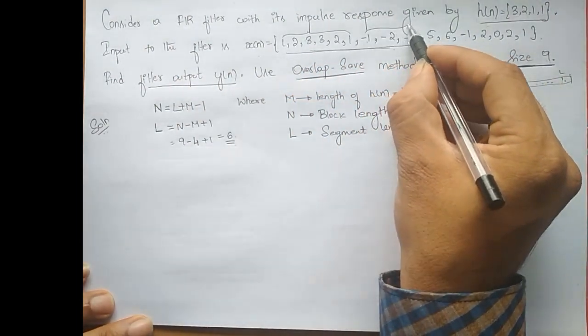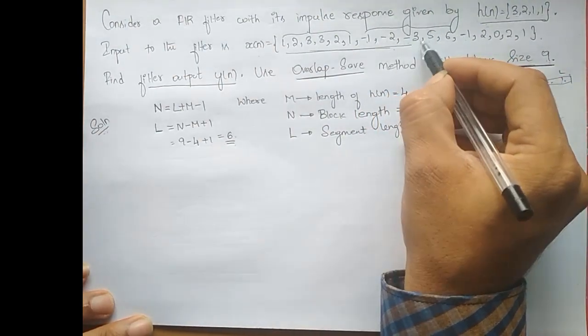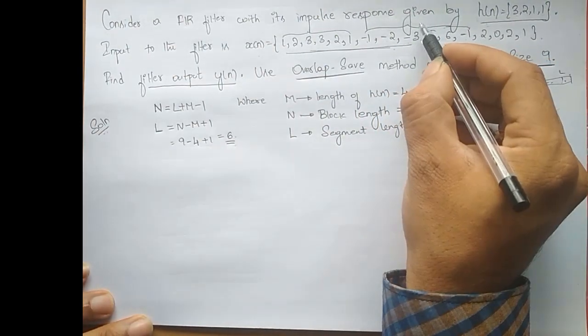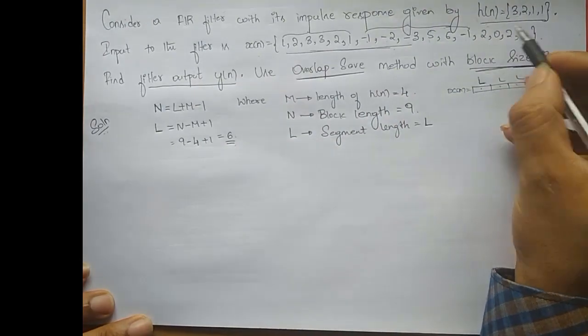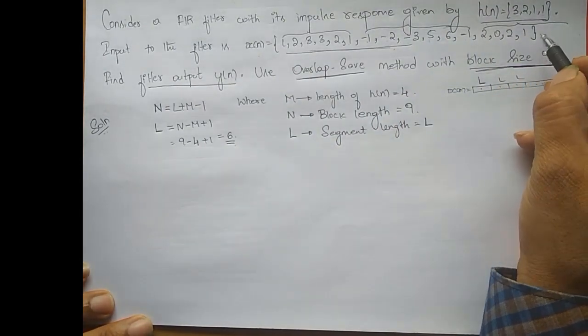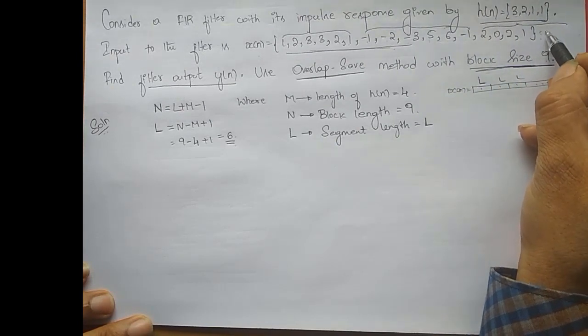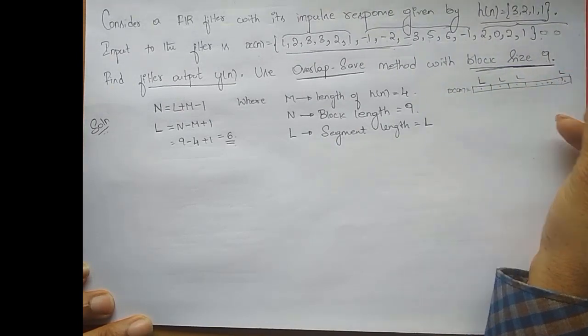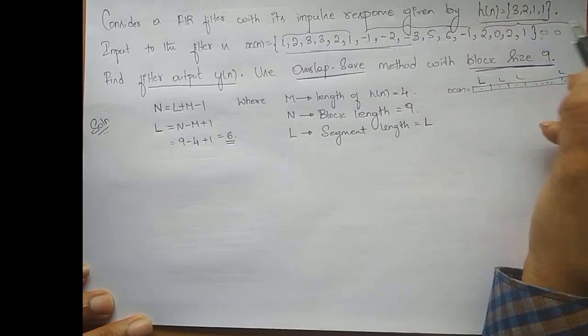1, 2, 3, 4, 5, 6. This is the second segment I have. Up till here, this is segment 2, and then 1, 2, 3, 4. I'm in shortage of 2 samples, so I have to pad another 2 zeros so that the length of the segment is 6. This is the third segment.